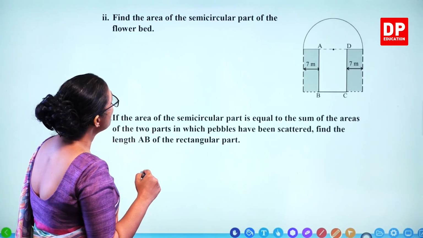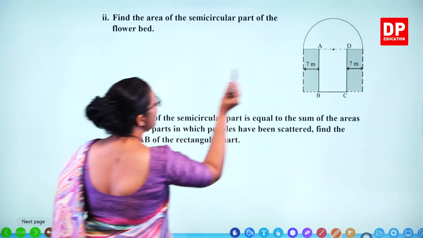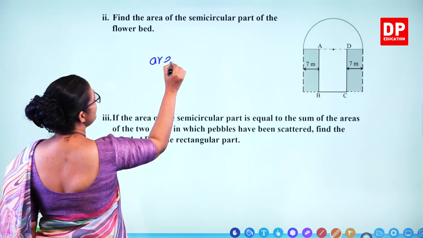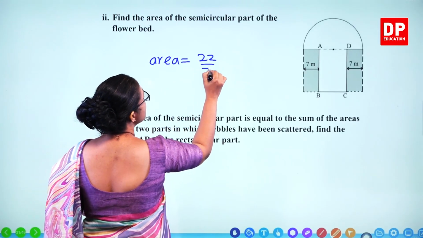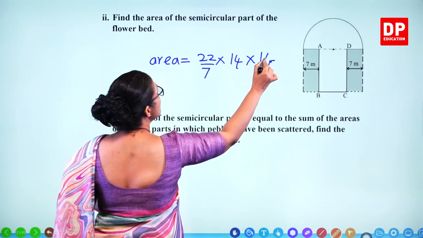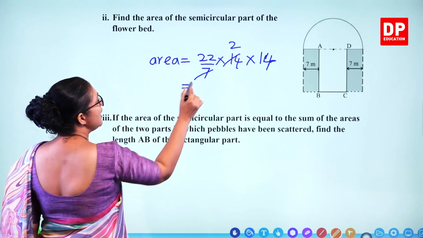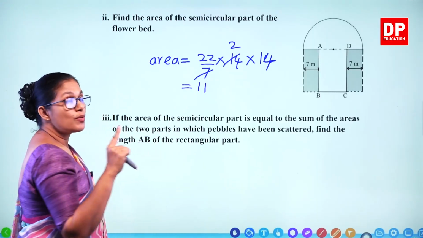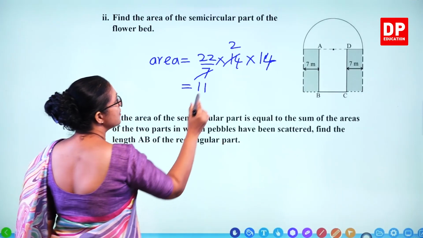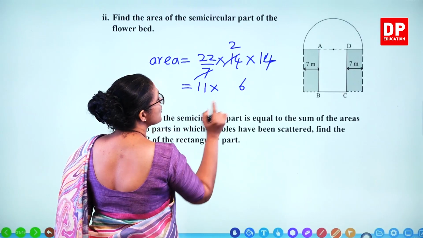Part 2, find the area of the semicircular part of the flower bed. Area of the semicircular part is pi r squared divided by 2. Pi we can take as 22/7. Radius is 14. 14 into 14, 7 times 2, so we can do 11 here. 22, 11 times 2. That 2 here, 2 times 2, 4. 4 times 14, 4 times 4, 16, and 1 remaining. 4 times 1, 4 plus 1, 5.